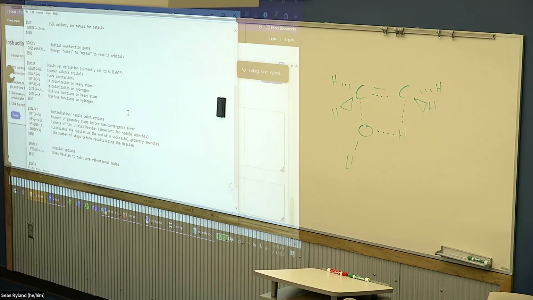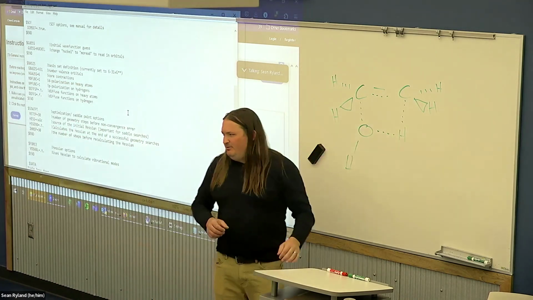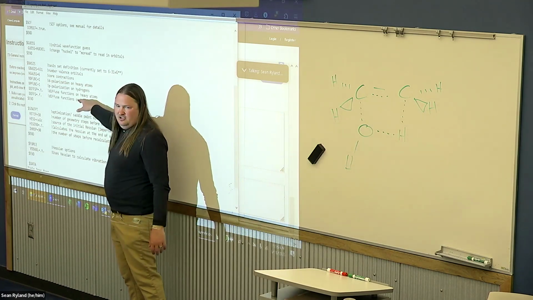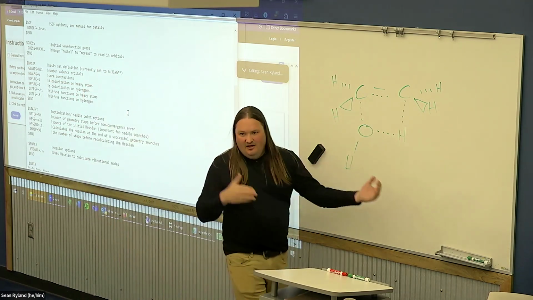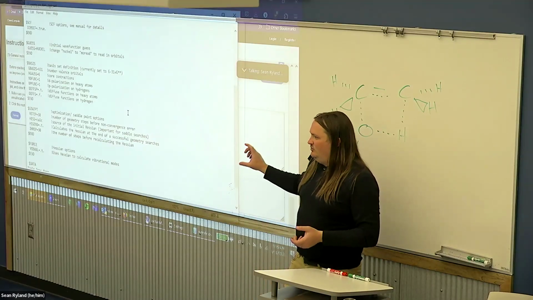Again, for this one, don't worry about changing any of these. It's one of those things where I kind of want you to understand the general concept of what a basis set is, but the specifics about what any of these do is less important. If you understand it in the concept of, it's all the functions we can mix together to make molecular orbitals, that's what I'm looking for.